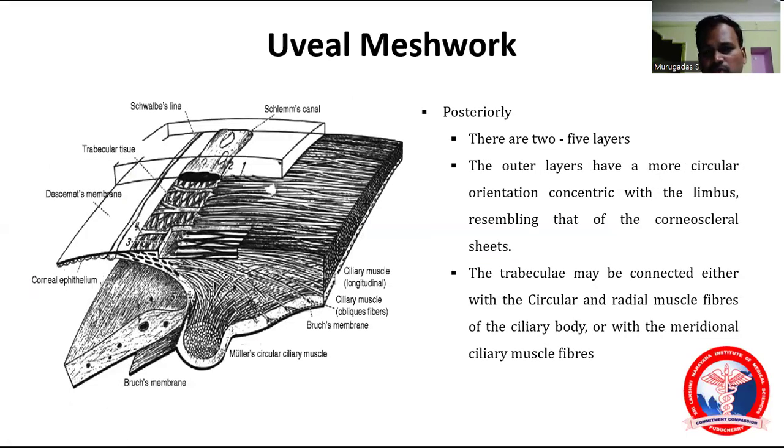Posteriorly, there are 2 to 5 layers. The outer layers have a more circular orientation, concentric with the limbus, resembling that of the corneoscleral sheet. The trabeculae may be connected either with the circular or radial muscle fibers of the ciliary body or with the meridional ciliary muscle. The meshwork can be attached to the ciliary muscles, either the circular or radial muscle fibers.